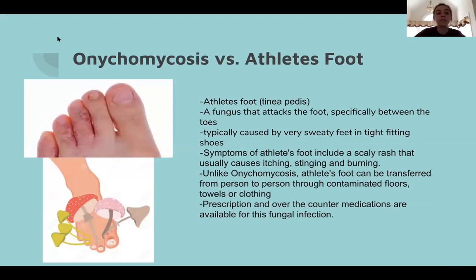So one of the most common things that people think is that onychomycosis is very similar to athlete's foot, and that's not necessarily true. The previous pictures that we saw were onychomycosis, and this one to the left is athlete's foot, whose scientific name is Tinea pedis. This is a fungus that attacks specifically in between the toes, and onychomycosis attacks, as I said, the nail bed, the nail plate, and the skin around the nails. So that does not include in between the toes. And athlete's foot typically causes a scaly rash and itching, stinging, burning.